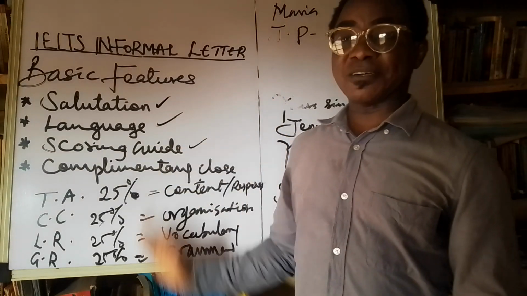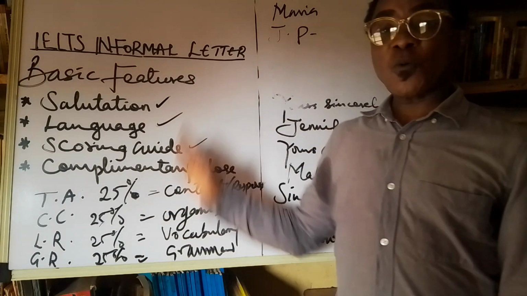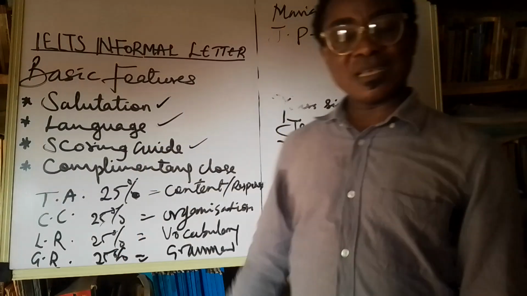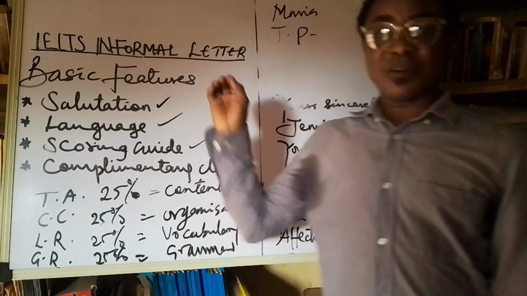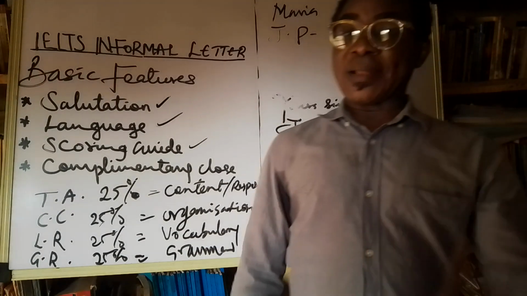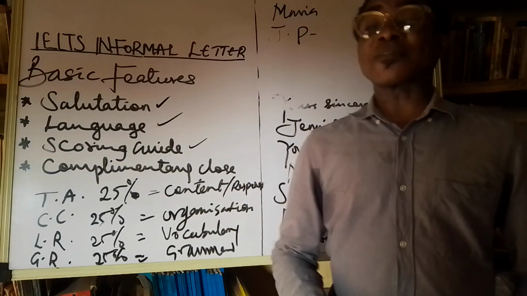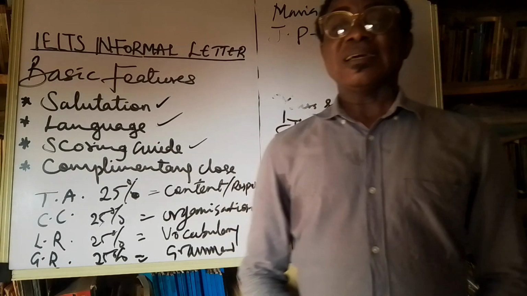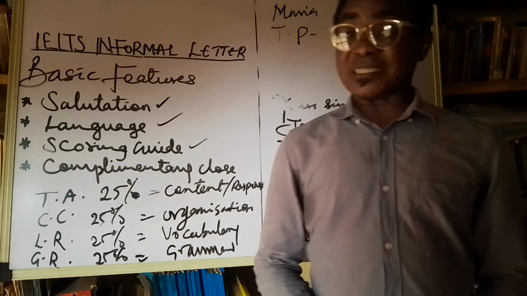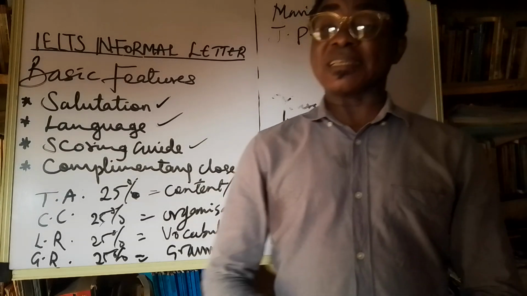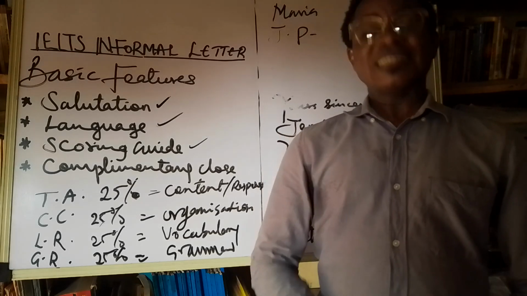Since we have taken a look at the requirements for a successful band 9 scoring IELTS informal letter, in our next video we will do the actual writing of an informal letter. We have written one in our immediate previous video, but in our next video we're now going to take the second of such IELTS informal letters. Till then, take care of yourself.